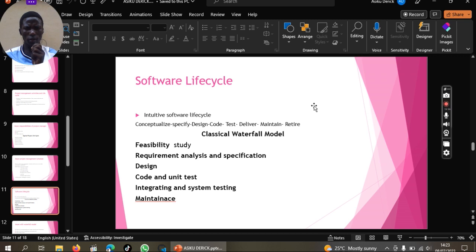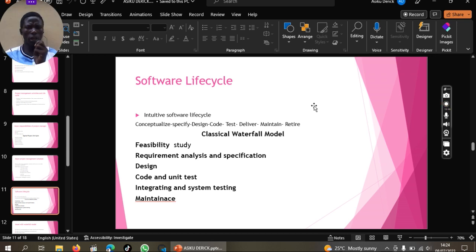Then from there, let us move to the models of software life cycle, specifically the waterfall model. In the waterfall model, as we all know, this is a non-iterative process. It means after closing the first step, no going back. You have to move forward.